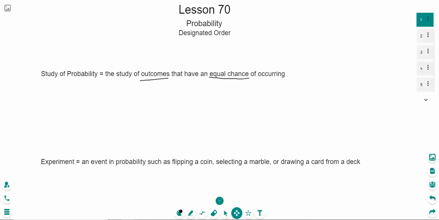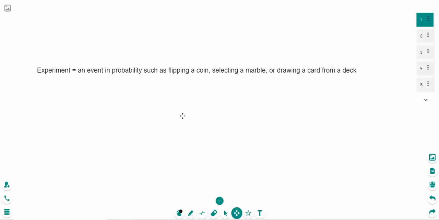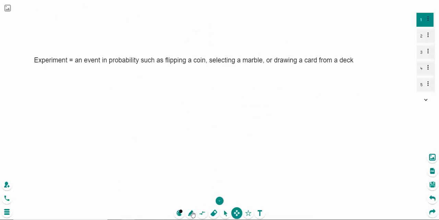So an experiment. Well, we've just kind of talked about that. When we deal with probability, each of these things that we're doing, whether it's selecting a card from a deck of cards or selecting a marble from a bag of marbles or flipping a coin, any one of these things would be called an experiment. Okay? That's what we're referring to in the field of probability. Okay? Excellent. So that's a fairly easy definition.